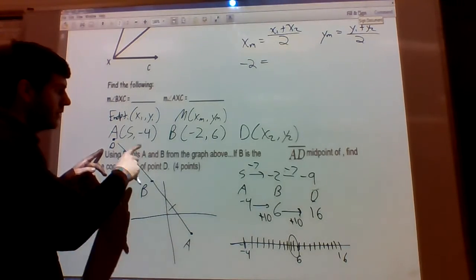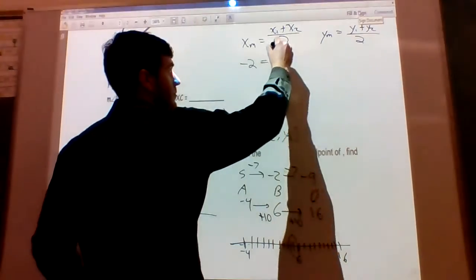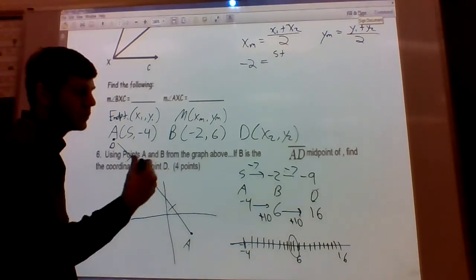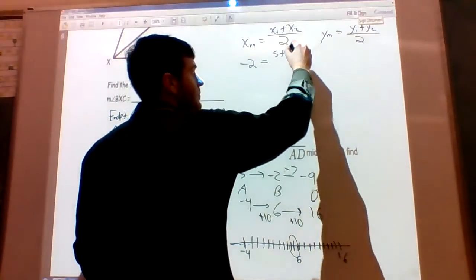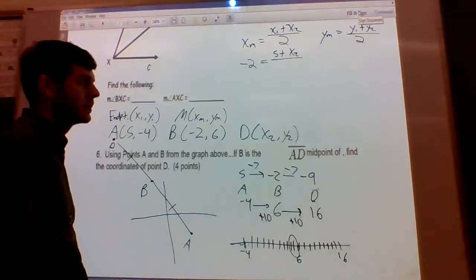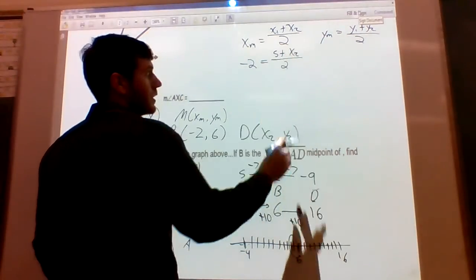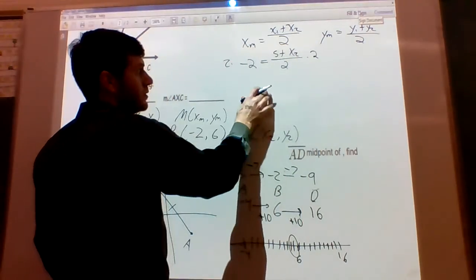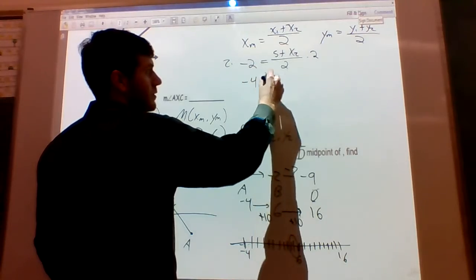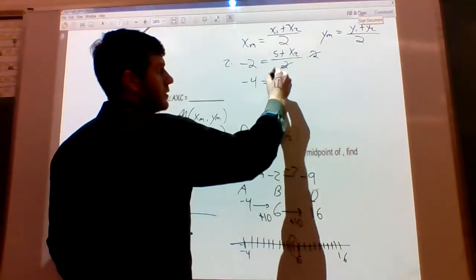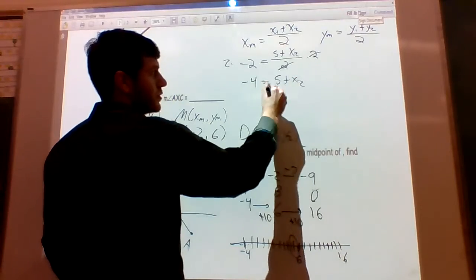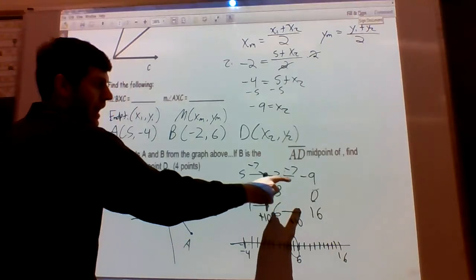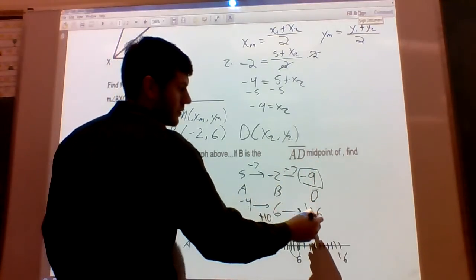So what's the x value of A? 5. Okay, what's the x value of our other endpoint, D? Well, we don't know that x value. We just said it was x2. And then we're going to divide by 2 to finish the formula. We want to get rid of 2 in the denominator, so multiply both sides by 2. 2 times negative 2 is negative 4. These 2's cancel. 5 plus x2. Subtract 5 from both sides, we get negative 9 equals x2. It's exactly what we got down here.